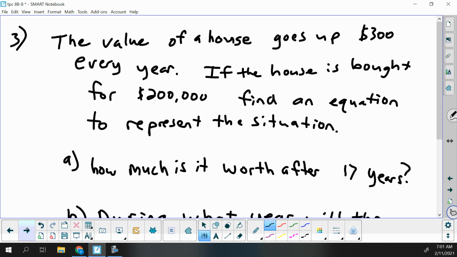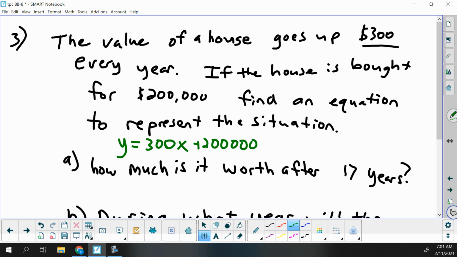So our next one, we've got the value of a house goes up $300 every year. If the house is bought for $200,000, find an equation to represent the situation. So if it's going up by the same amount always, that means it is linear. So we're going to have y equals 300x, positive 300 because it was going up. If it was going down by 300 every year, we would have had negative 300 in that slope spot. And then our y-intercept is just what we were starting with, the 200,000.